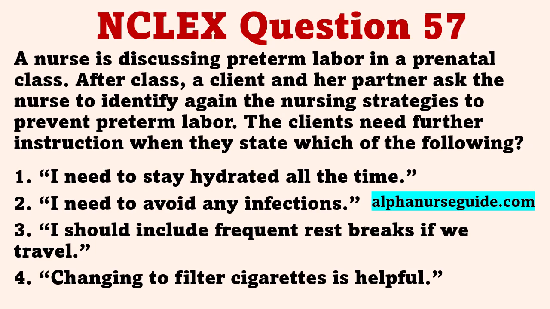The correct answer is 4. Smoking in any form is contraindicated in pregnancy, regardless of the type of filtering system used. Smoking is a major risk factor for preterm labor and decreased fetal weight. Dehydration is a risk factor for preterm labor, as is prolonged standing and remaining in one position. Infection is thought to be a primary cause of preterm labor, and the client would need to avoid contracting any type of infection. While taking trips, frequent emptying of the bladder prevents infection and ambulates the woman.